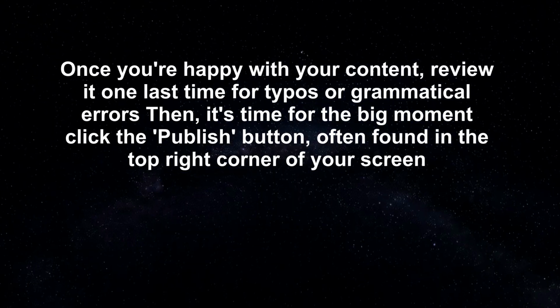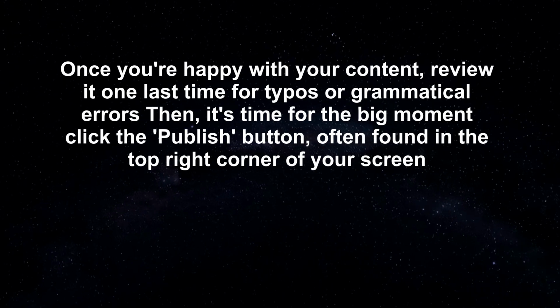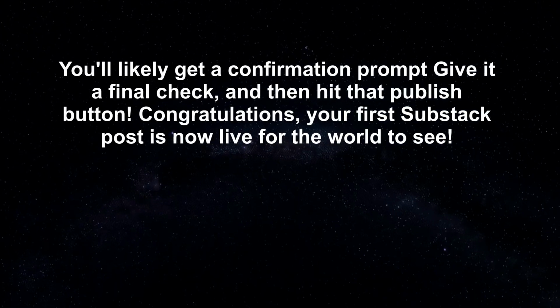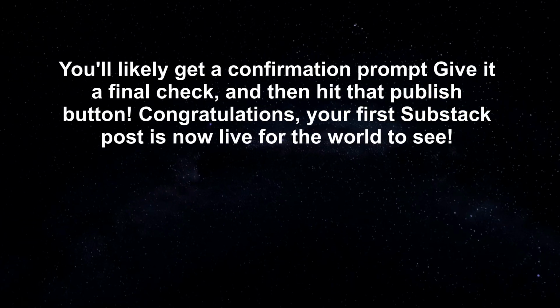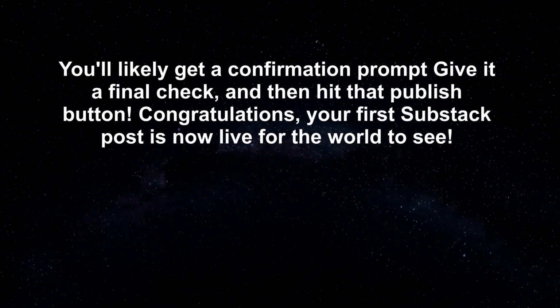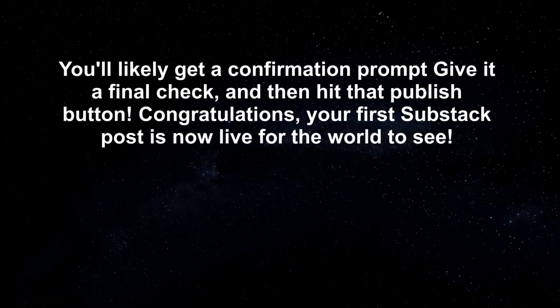Then it's time for the big moment. Click the Publish button, often found in the top right corner of your screen. You'll likely get a confirmation prompt. Give it a final check, and then hit that Publish button. Congratulations! Your first Substack post is now live for the world to see.